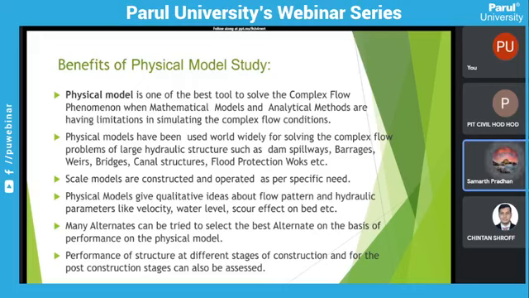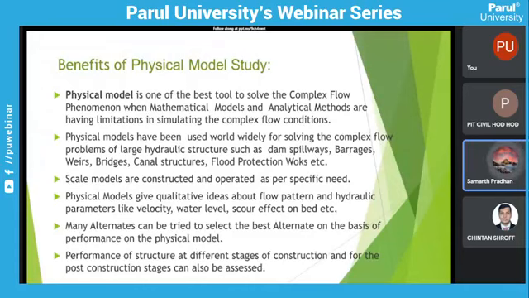Physical models give a qualitative idea about flow pattern and hydraulic parameters like velocity, water level, scour effect on the bed, etc. At GERI, we study these hydraulic parameters like velocity, water level and scour effect on the scaled model, and that is given as output in the report for implementation.